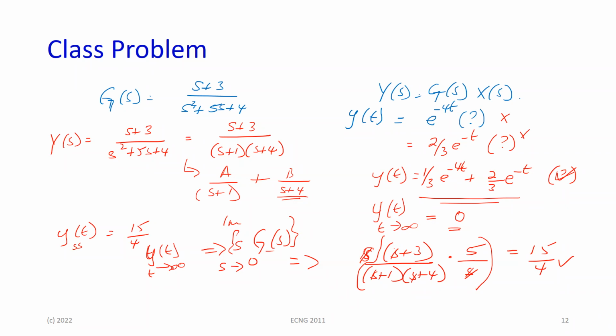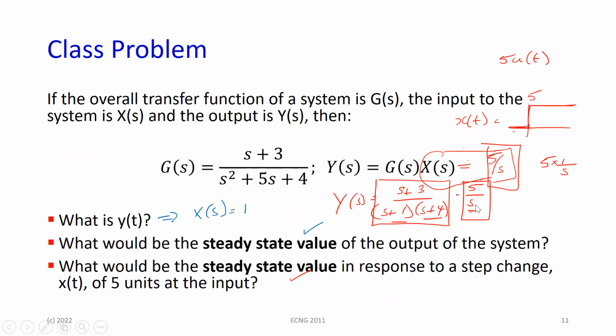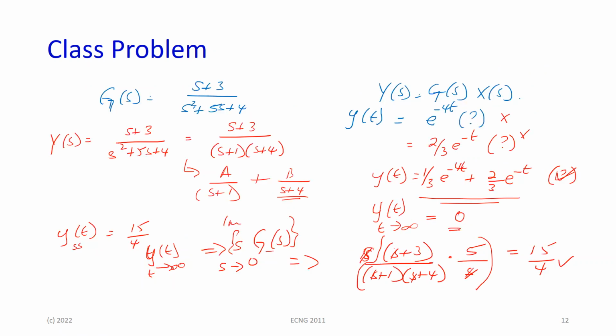And what I was saying is, just to keep that at the tips of your fingers, do it the other way. Try to find YT. In this case, YS is 5 into S plus 3 over S into S plus 1 into S plus 4. Find out what YT is and solve it. Once you get what YT is, let T go to infinity and see if you get the same 15 over 4 here. All right? Yes, sir. Understood.